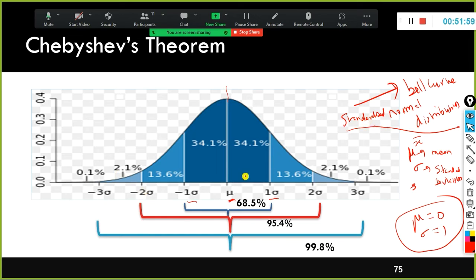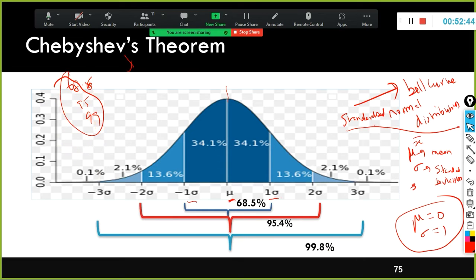Fine. So now, what this theorem says is 68% of the values of this data set lie between minus 1 sigma to plus 1 sigma, and 95% of the data set lies between minus 2 sigma to plus 2 sigma. 99.8% of the entire data set, almost the entire data set, lies between plus 3 sigma and minus 3 sigma. Very simple. You need to remember these three numbers: 68, 95, 99. That's all. When somebody asks you about Chebyshev's theorem, these three numbers should pop up in your mind. 68, 95, 99.